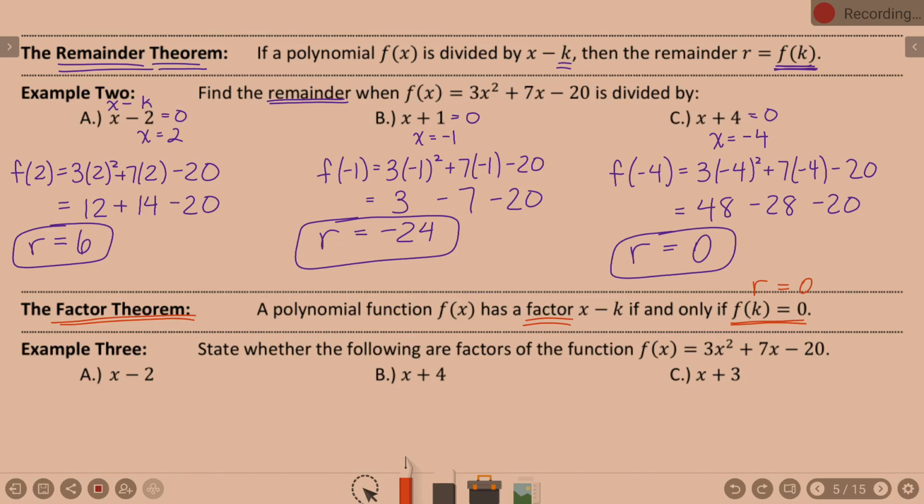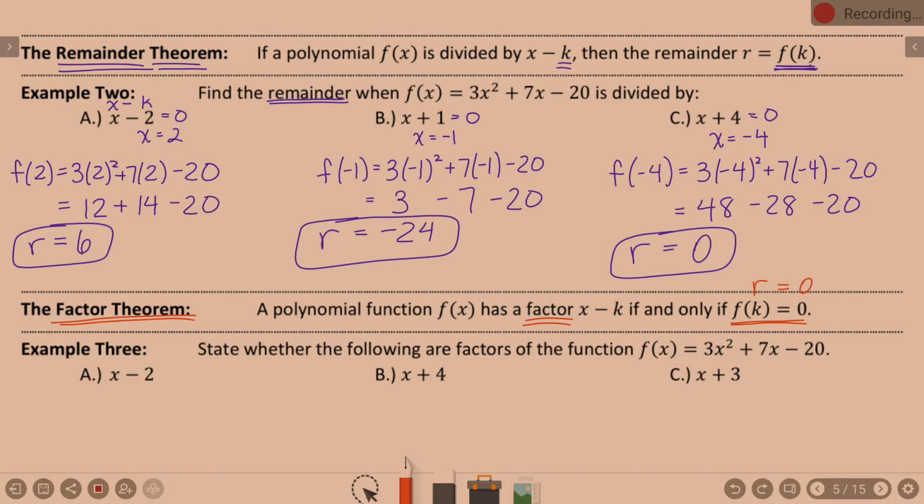So, state whether the following are factors of this function f of x. First of all, what do you notice about f of x? It's the same f of x we just used. The same exact thing. We already have 2 of these done, if I recall. Which is why I'm regretting it. I'll have to set this up differently later.